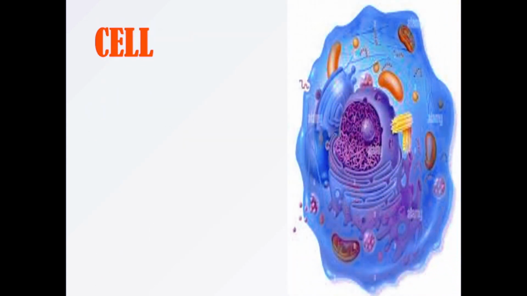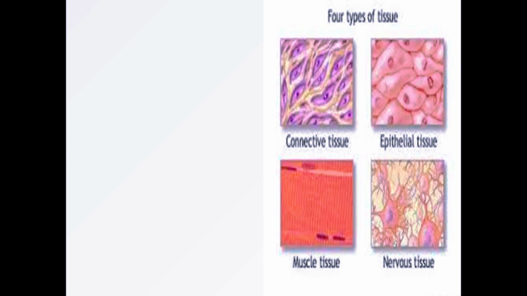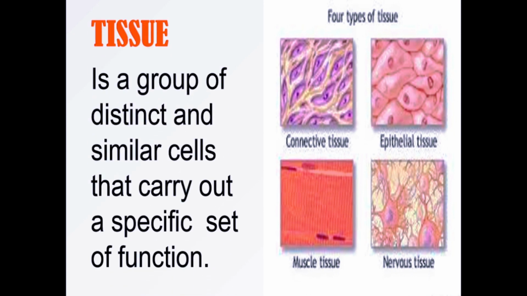The next is the cell. So a cell is the smallest unit of biological organization that biologists consider alive. Then, these are the 4 types of tissues. So, when we say tissue, it's a group of distinct and similar cells that carry out a specific set of functions. The 4 types of tissue are connective tissue, epithelial tissue, muscle tissue, and nervous tissue.